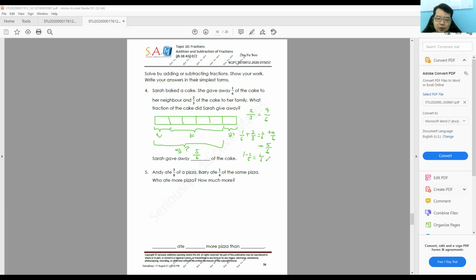Now, can you try doing question 5? You may like to draw the bar model, if you can. If not, that's fine as well. Just do your calculation. First of all, read the question and decide whether it is an addition or subtraction question. You may press the pause button now.